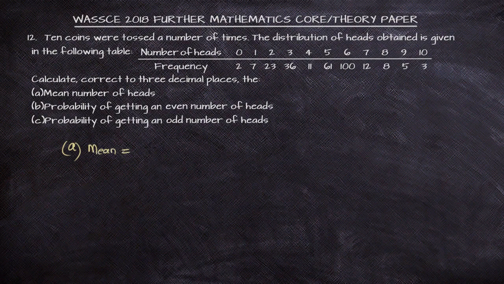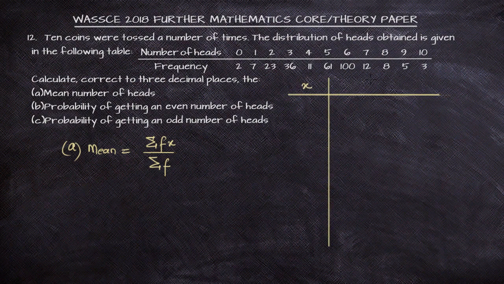Now, we know that mean is sigma fx divided by sigma f. That is the sum of the product of the frequency and the particular statistics, here the number of heads, divided by the sum of the frequency. So if we draw our table to get the value of the number of heads multiplied by the frequency, we denote the number of heads with x and the frequency with f.